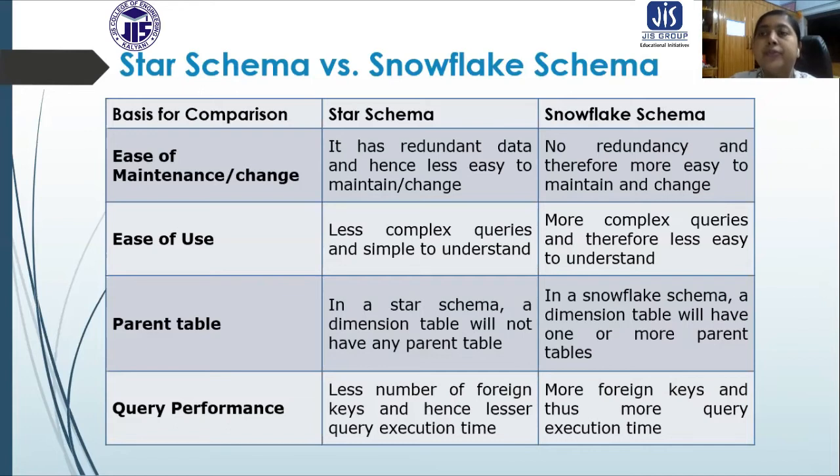If you think about the reasons for normalization, the updation anomaly, deletion anomaly, and insertion anomaly, those all apply to the star schema. So whenever any updation is done, we need to go to all the tables, all the fields, and update them, because the information is redundant and can be present in multiple fields. But in case of Snowflake schema, normalization is there, so the updation anomaly should not be there. So no redundancy and therefore it is easier to maintain and change.